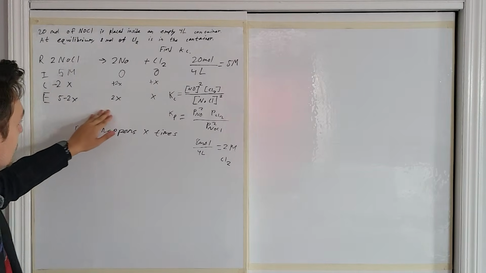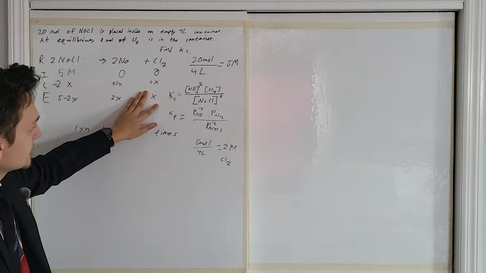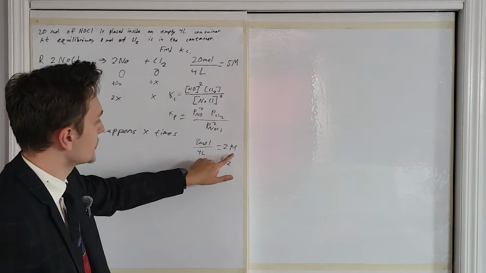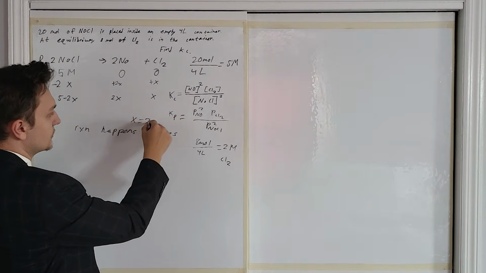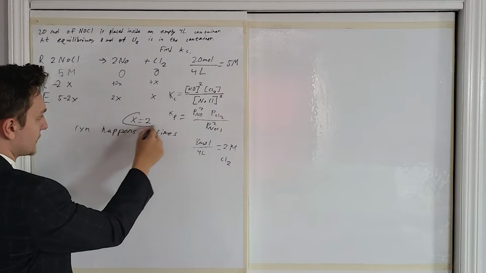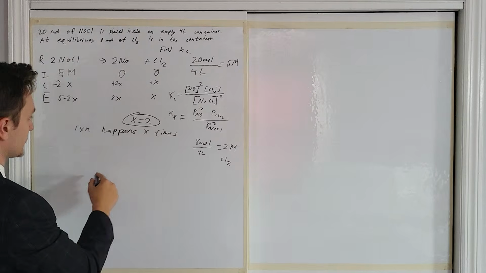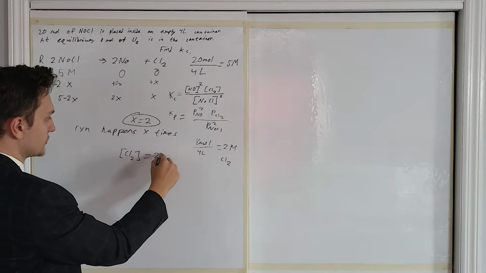So in my RICE table, I know that the equilibrium concentration of Cl2 is x, and by my problem statement, I know the equilibrium concentration of Cl2 is 2 molar. So x equals 2. Now that I have this piece of information, I can substitute in for the rest of everything. So we just determined the equilibrium concentration of Cl2 is 2 molar.